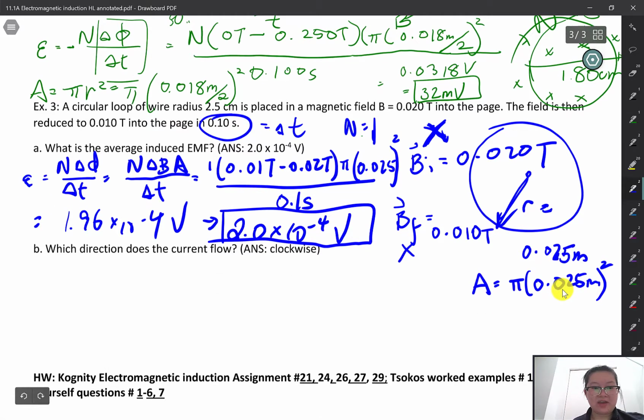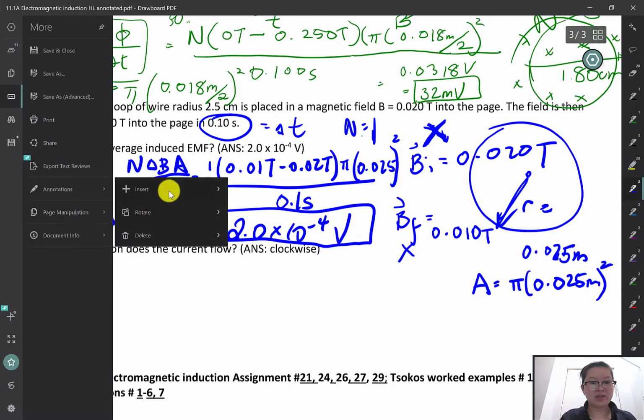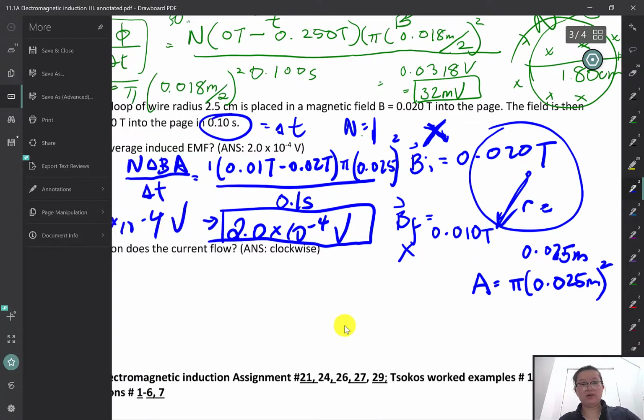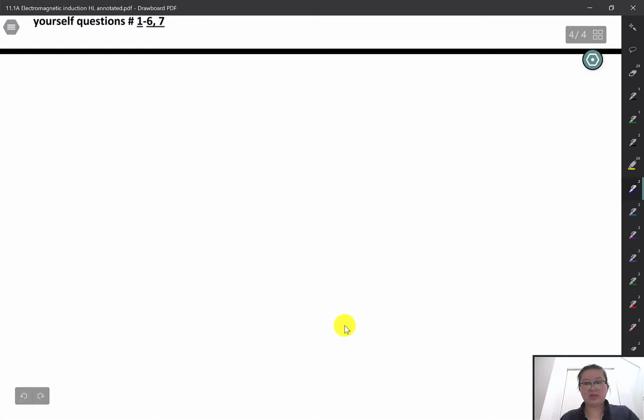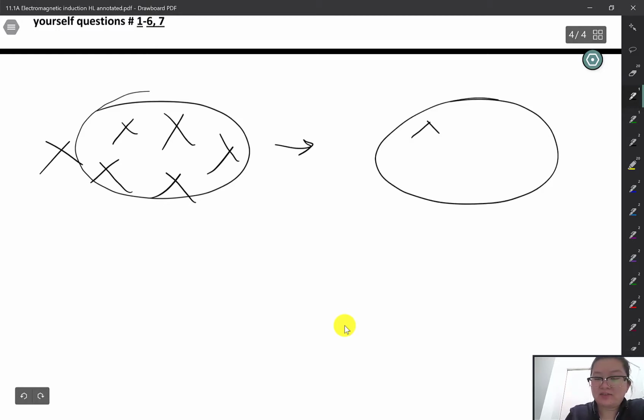Let's figure out the direction of the current. The right-hand rule here is going to look really funny on screen. So I hope you will be doing this along with me while I give you instructions. I will insert another page. Hopefully this next page will be able to help you out. So let's have a loop of wire. The magnetic field is going into the page. And then the magnetic field will be reduced, which means we're going to have a change in magnetic flux.